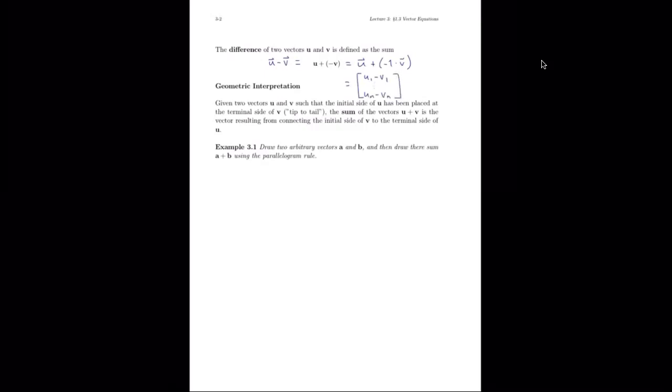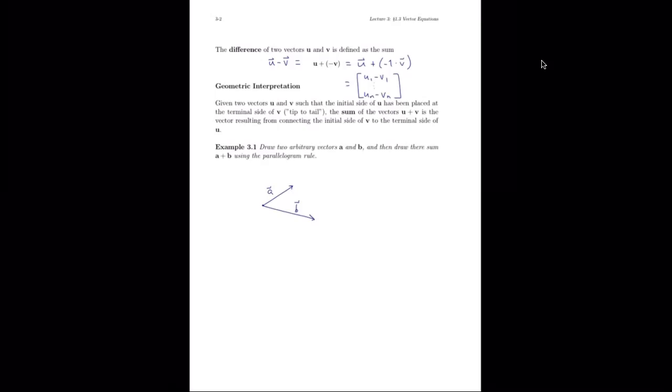So if we take a geometric interpretation for just a second here, if we add two arbitrary vectors A and B together, there is a geometric way of thinking about that. Most vectors we think of as starting at the origin. So we'll call this the vector A, and this will be the vector B. They both have initial side at the origin. That's the non-pointy side, right? And then the arrow side is the terminal side.